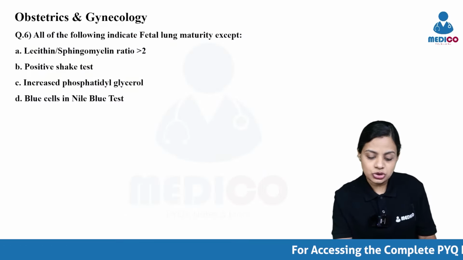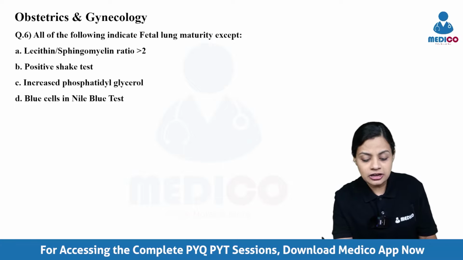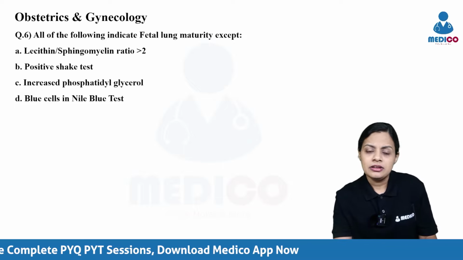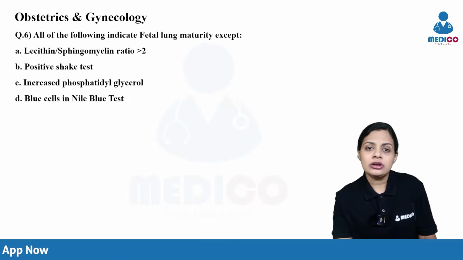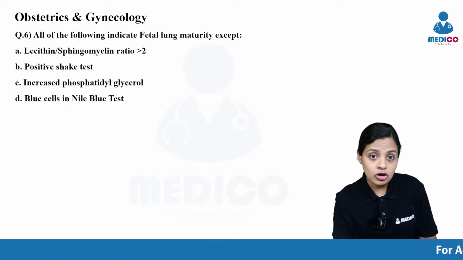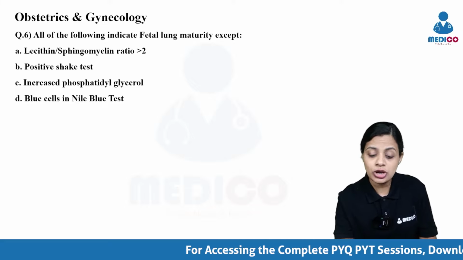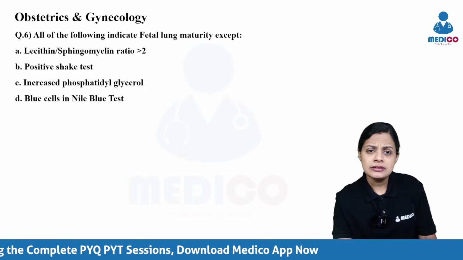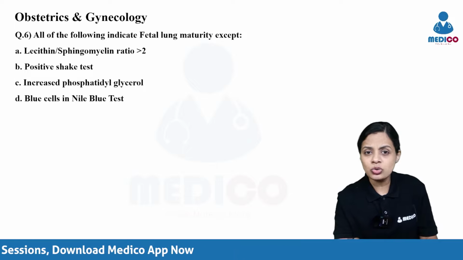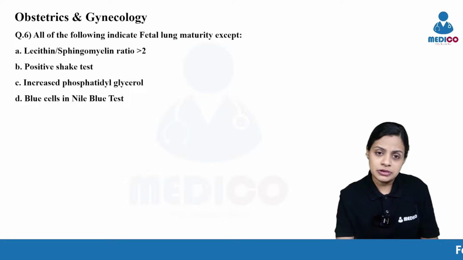Now we have the sixth question. All of the following indicate fetal lung maturity except. Fetal lung maturity is very, very important when you are planning the delivery of a baby, or if a woman presents in preterm labor. The first thing you have to know is whether the lungs of the baby have matured. This is completed by around 34 weeks. How do you know? What are the tests for fetal lung maturity?